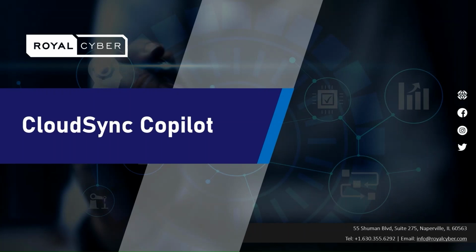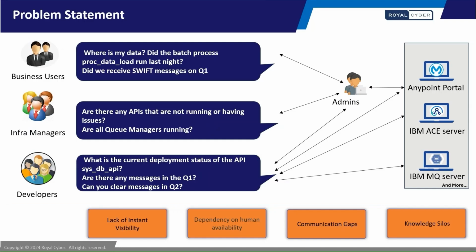So this Cloud Sync Copilot will provide all these types of users access to the servers where the applications are hosted. They could query the status of the application, update the deployment status of the application from deployed to undeployed, see the error logs, and many more actions. So let's start with the problem statement and see how this idea came to our mind.